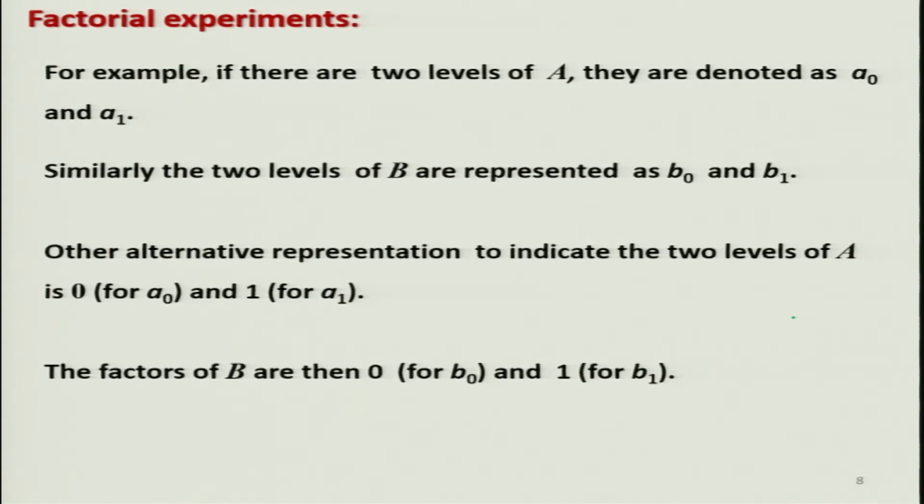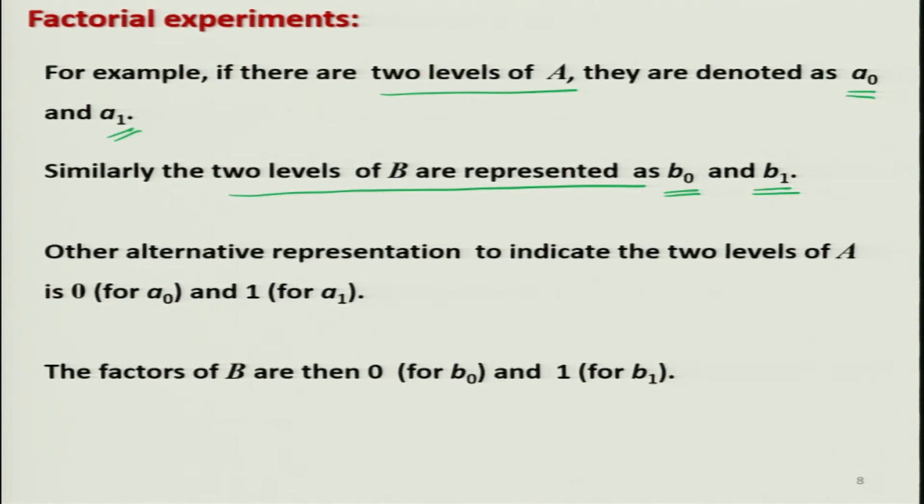Now, how to do it? For example, if there are 2 levels of the factor A, right, then they are indicated by A0 and A1. And similarly, if you have 2 levels of factor B, then they are represented as, say, B0 and B1.